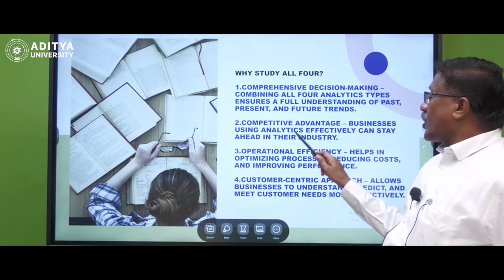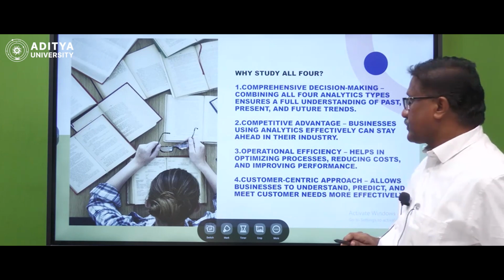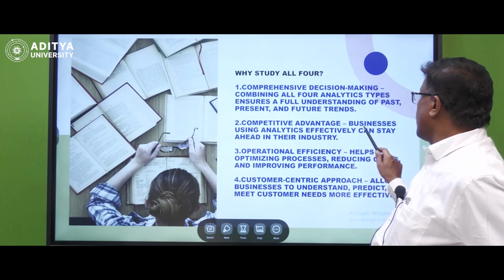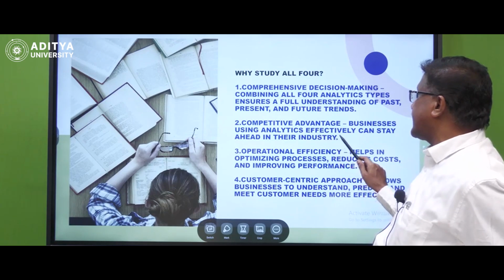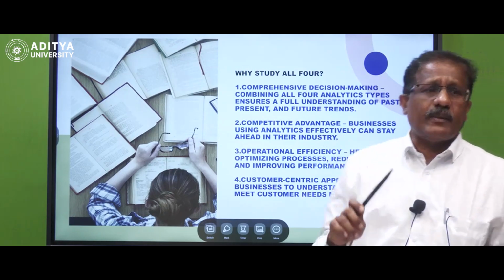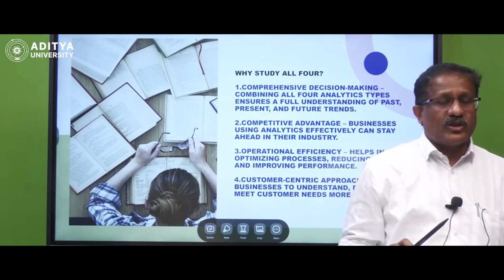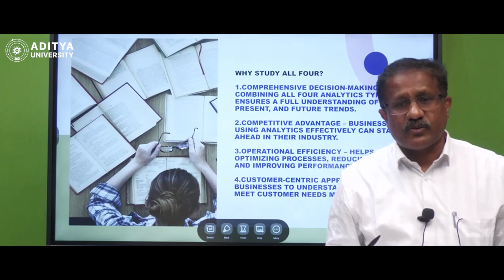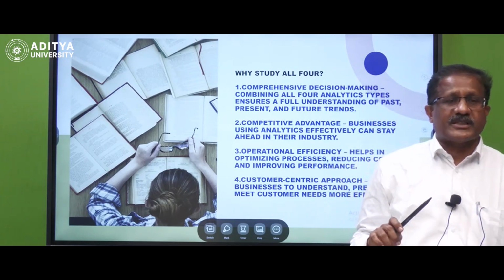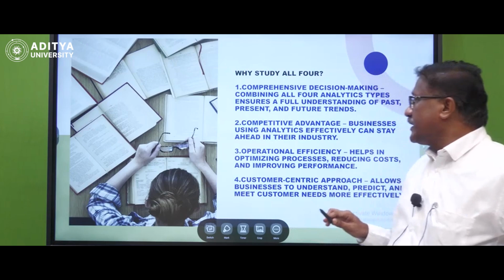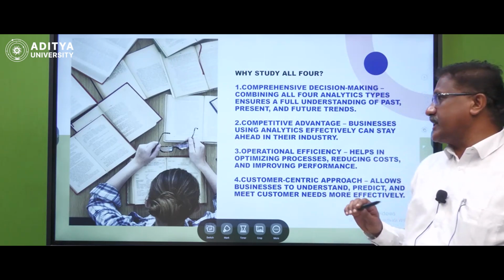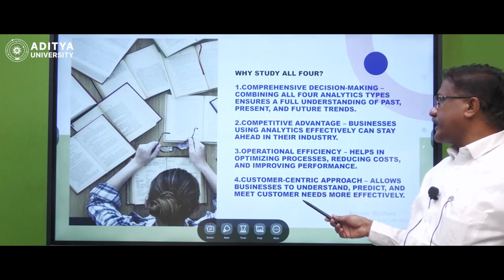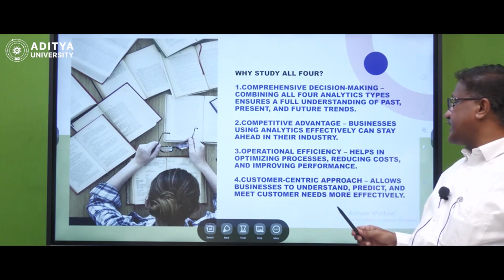Second one is competitive advantage. For example, businesses using analytics efficiently can stay ahead in their industry. There is so much competition in the market, so according to the market conditions, one must analyze with the help of business analytics, so that better decisions can be taken to improve the profit of the business. And the third point is operational efficiency.